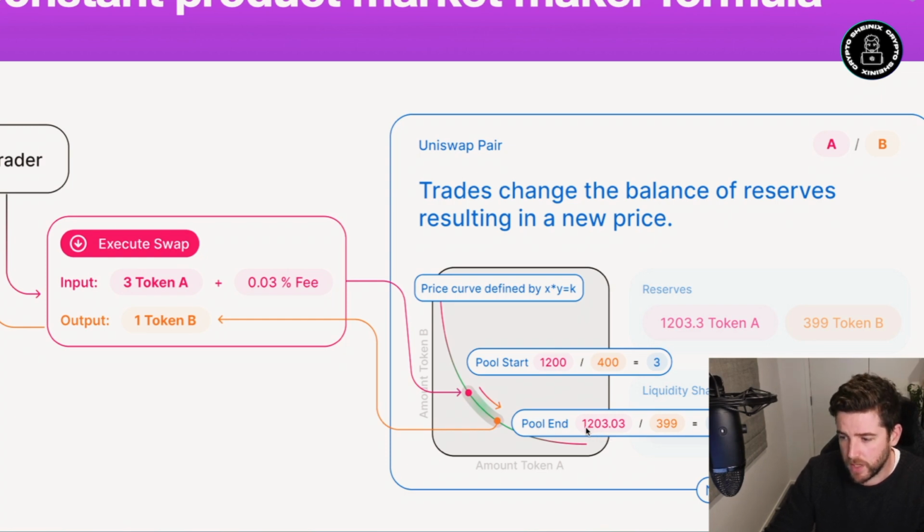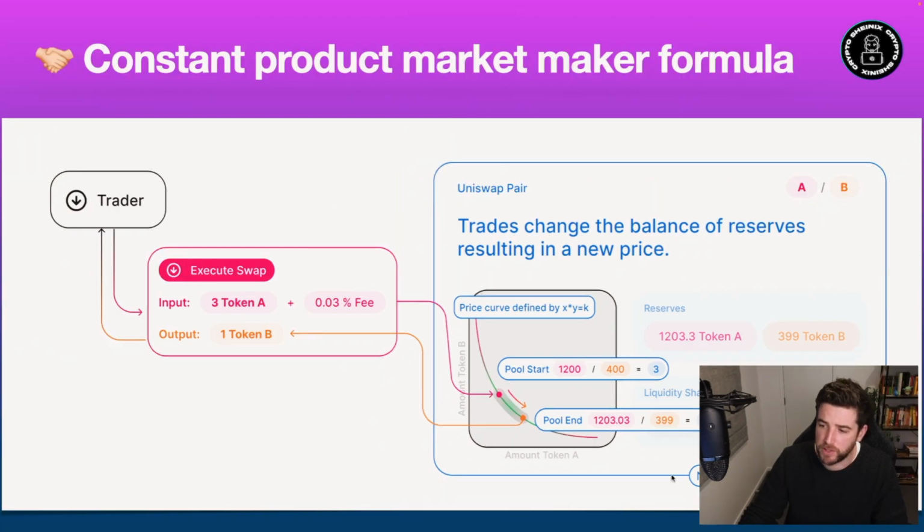It ends with 1,203.03 tokens A and 399 tokens B, because we took out a token B. And then if you divide again, the price now increases, and this is the next price for this pool. Again, trades change the balance of reserves, resulting in a new price, and this is the constant product market maker formula. If you understand this, you understand 80-85% of what an AMM is. Then there are complexities on top of this, but this is basically the main idea of these automated market makers.